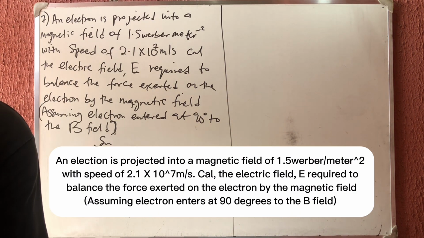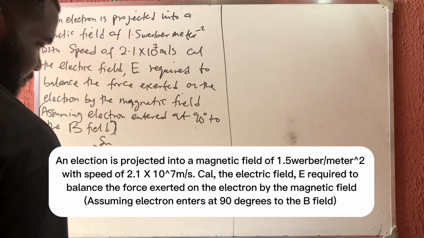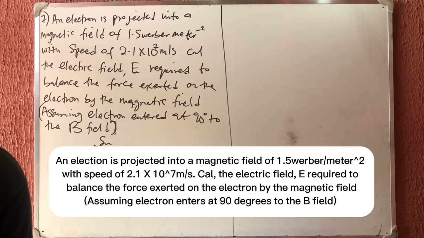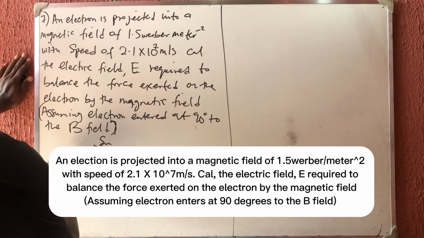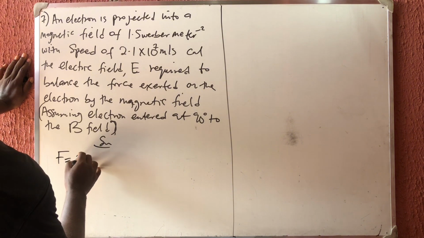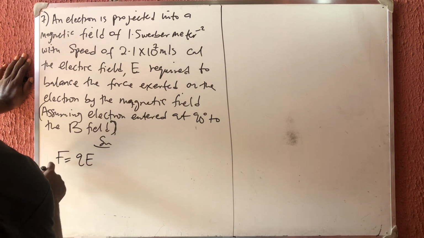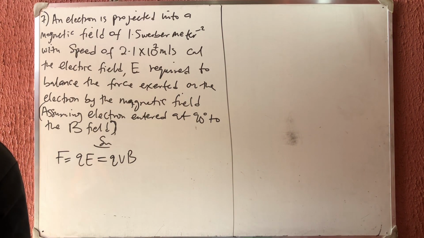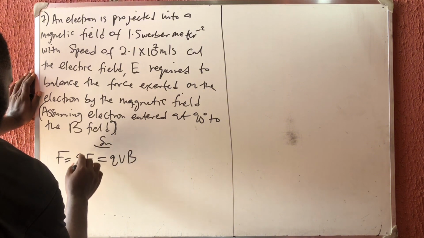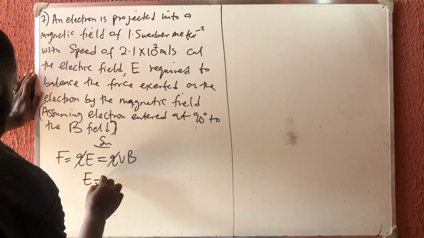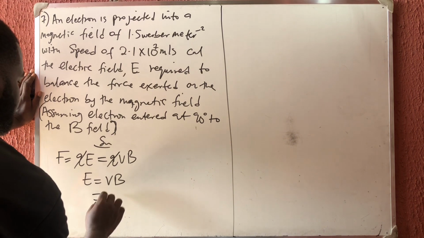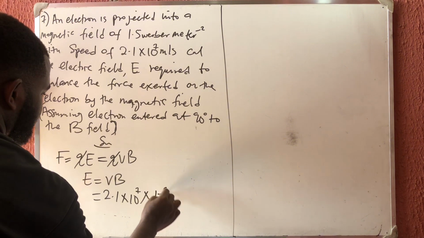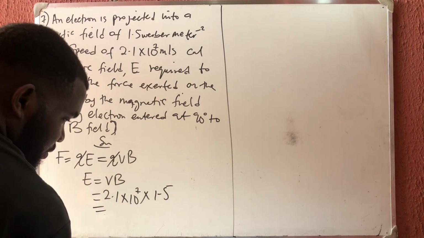Solution. I know that the electric force F is equal to QE, right? And the magnetic force is going to be QVB. So what are they asking us? They say we should calculate our E. So if Q cancels, then our E is equal to VB. So my V is 2.1 times 10 raised to power 7 times my B, which is 1.5. So what are we going to have?